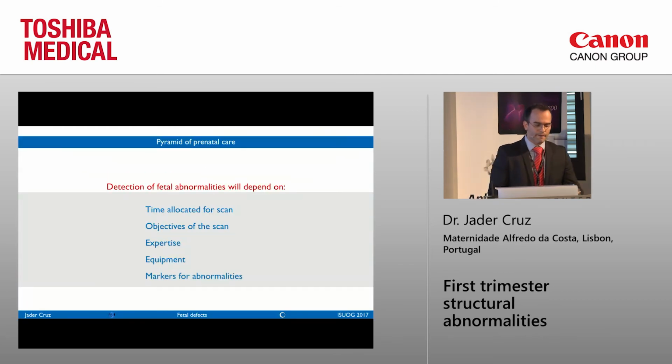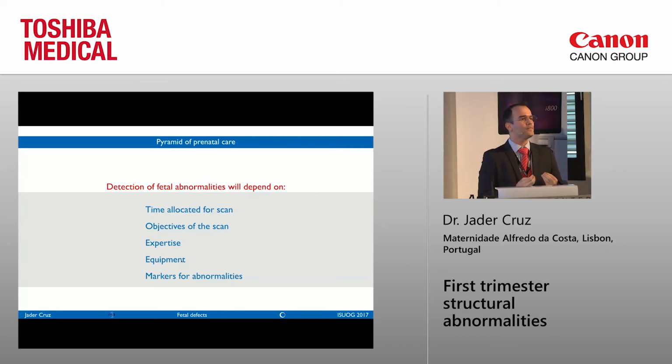Well, just to finish, structural abnormalities in the first trimester, the detection of it will depend on some things. It will depend on the time you have to scan. If you have 5 minutes to do a first trimester ultrasound scan, you shouldn't have high hopes of detecting a lot of abnormalities. It also depends on the objectives you have for the scan. For example, if it is not part of your routine examination to look at the hand, you're never going to see a syndactyly in the first trimester. It, of course, depends on your expertise. If you started scanning yesterday, your detection rate for sure will be different from someone that has been scanning for the last 20 years. It also depends on the equipment.